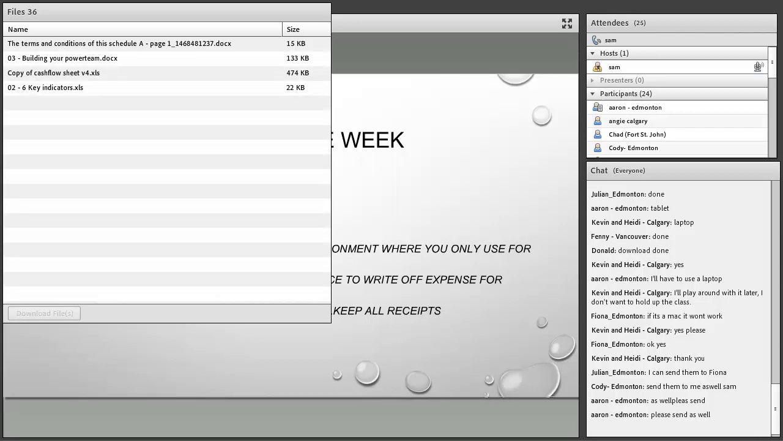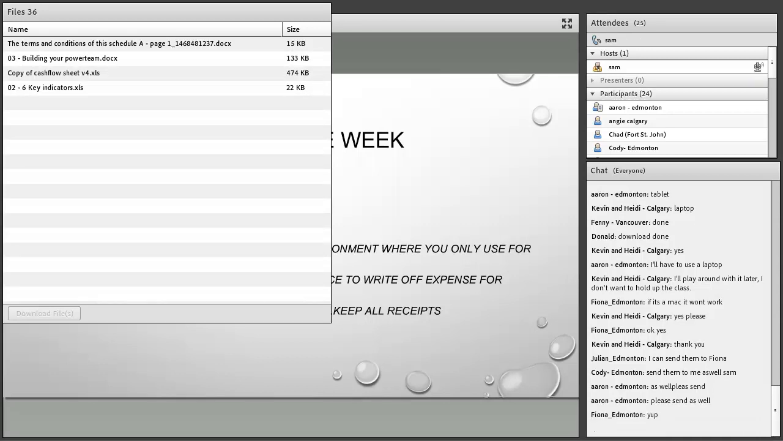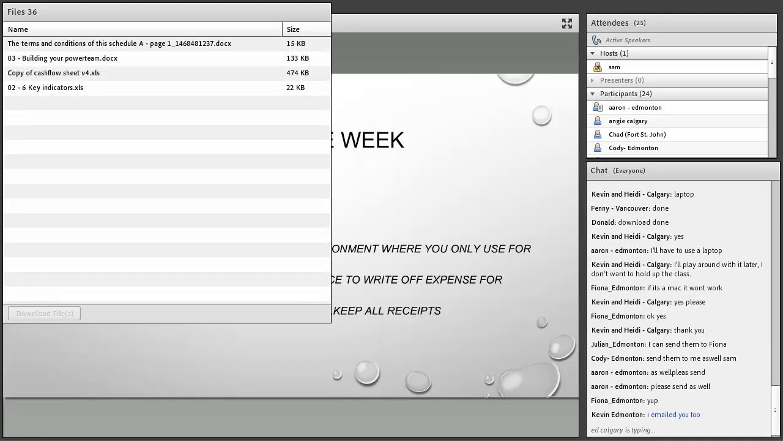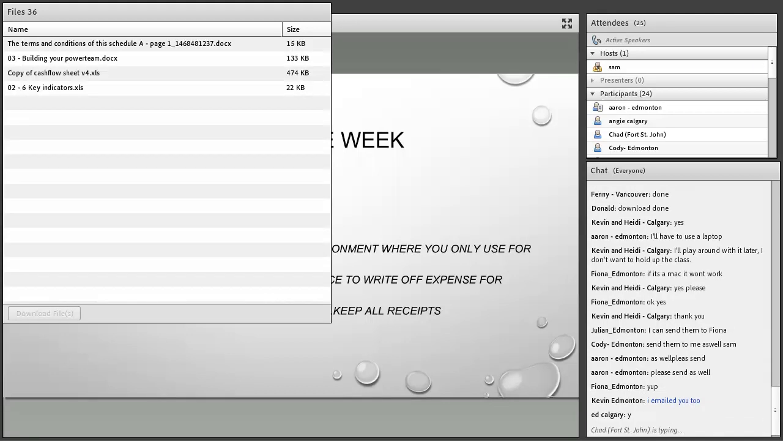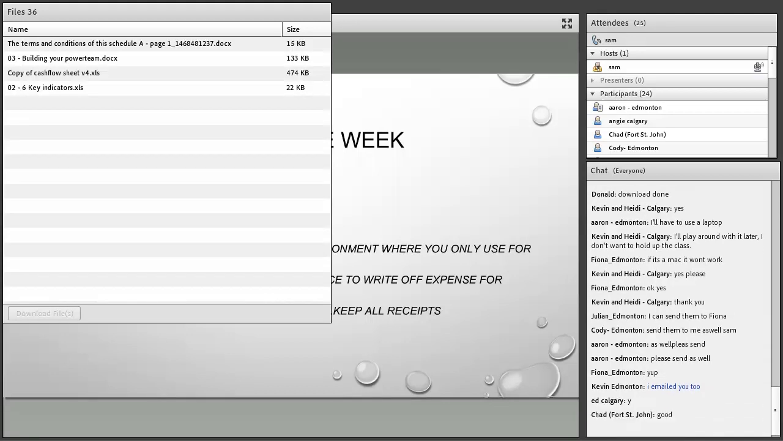Okay, so I have Kev, Fiona, Cody, and Aaron, but Fiona, I think you're going to be okay because Julian's doing it, so that's good. Okay, good. So just Cody, Aaron, and Kevin, right? Everybody else is good? Kevin, hi, yeah. I mailed you too. Kev, okay. So Kev from Edmonton.